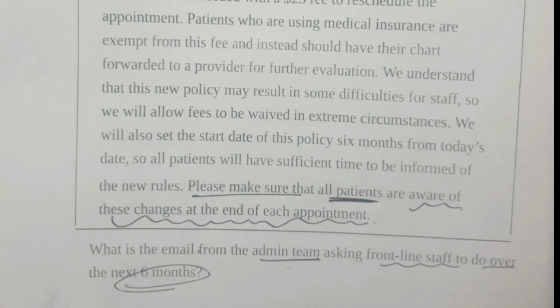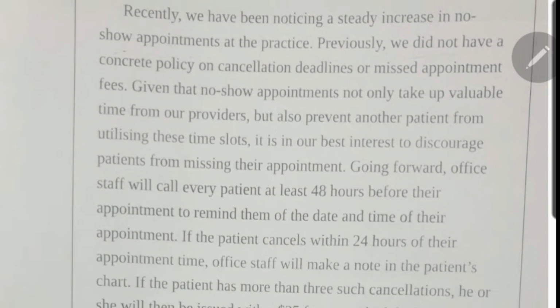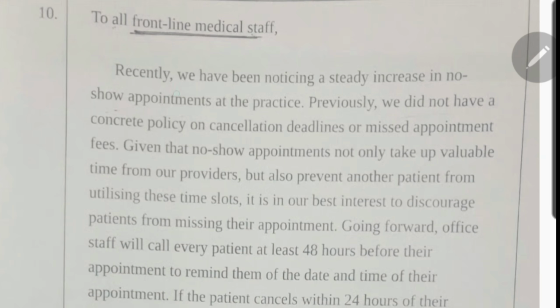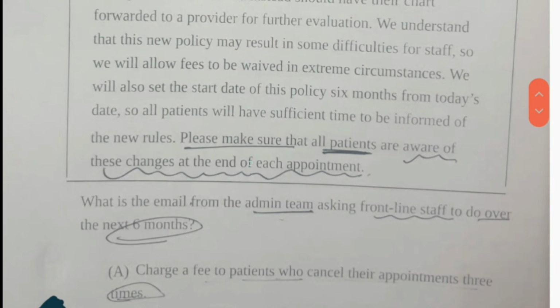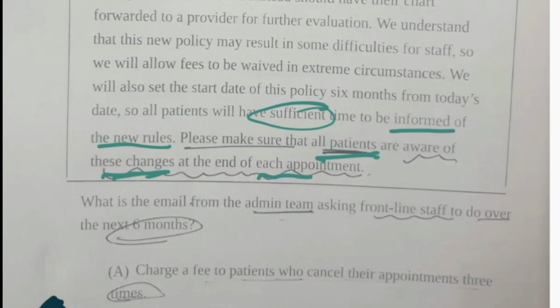Okay, so you'll read the question. What is the email from the admin team asking frontline staff to do over the next 6 months? Okay, so what you will do is you will see the first line. We have been noticing a steady increase in non-show appointments at the practice. Okay, there's nothing there. You'll go and read the last line. Okay, we will also set the start date of this policy 6 months from today, so all patients will have sufficient time to be informed of the new rules. Okay, please make sure that all patients are aware of these changes at the end of each appointment.